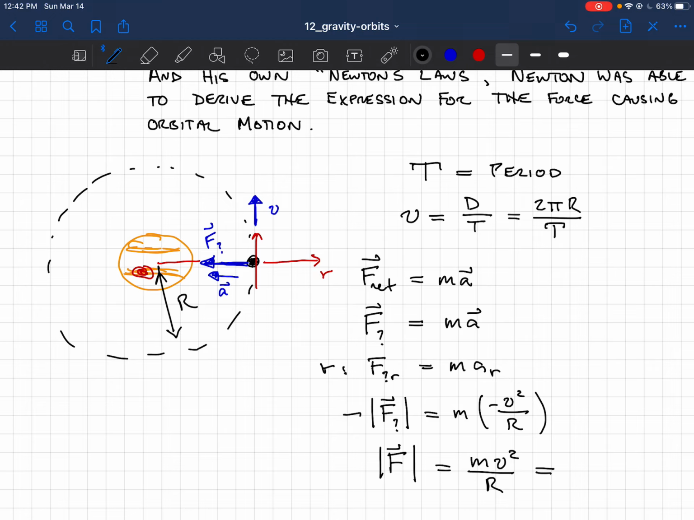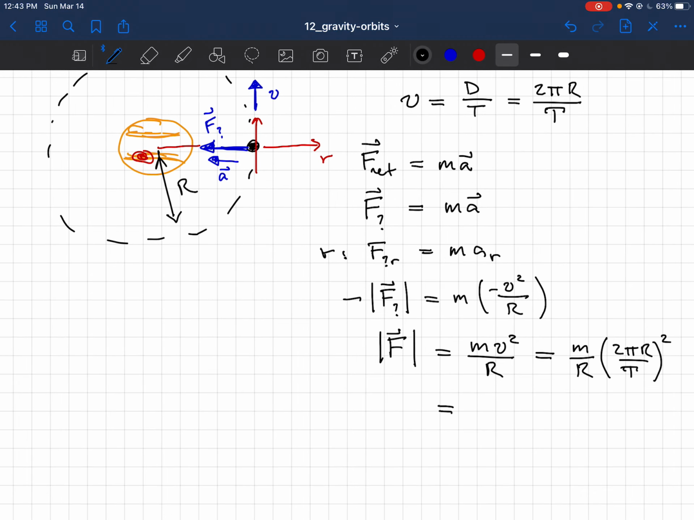But with Kepler's law, we can use this expression for the speed, the period and the radius to give us that this is m over r times 2 pi r over the period, squared. So what does that lead to? Well, it's something like 4 pi squared m r squared over r, which is just r, over the period squared. So this is the magnitude of that unknown force.